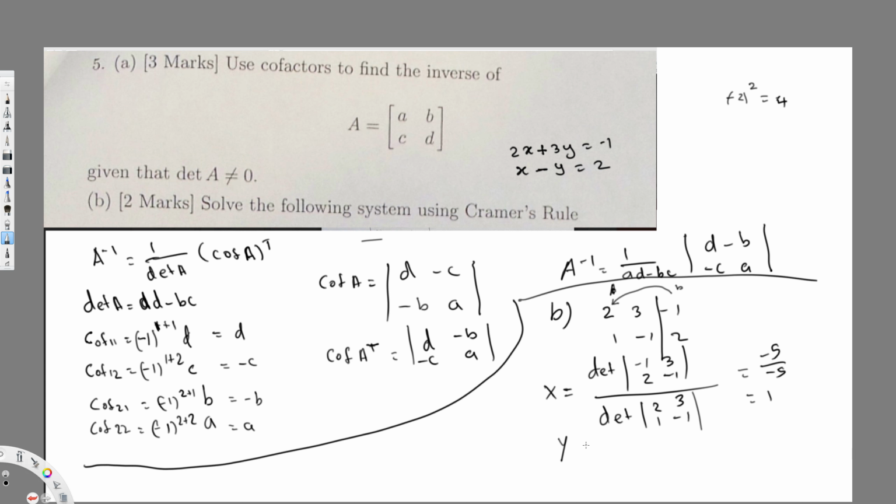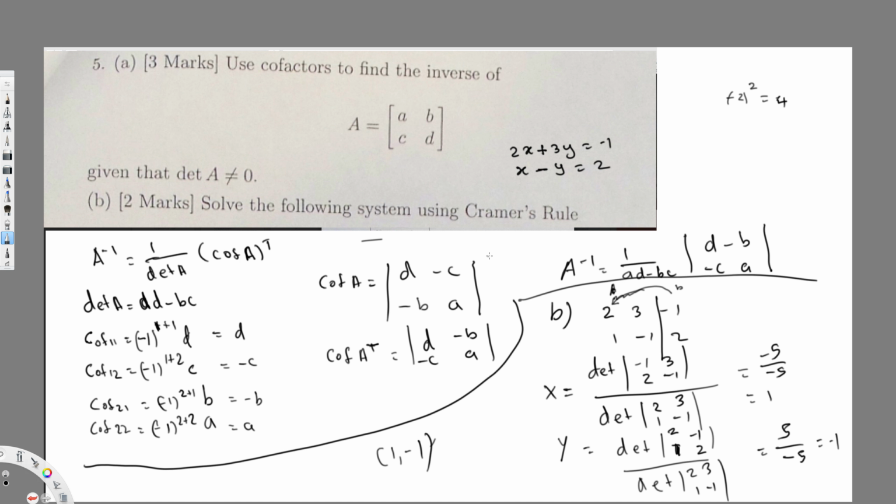Then I have to find the y value. To find the y value, I have to simply flip this b for the y value, and for the x we don't do anything. Then the determinant of this is going to be 2, 1, minus 1, 2. Then the original remains in the bottom, determinant 2, 3, 1, minus 1. In this case, you will get plus 5 here. 2 times 2 is going to be 4, this is minus 1, so minus minus 1 is going to be plus 5. So plus 5 over minus 5 is going to be minus 1. Therefore, the final answer is x equals 1, y equals minus 1.